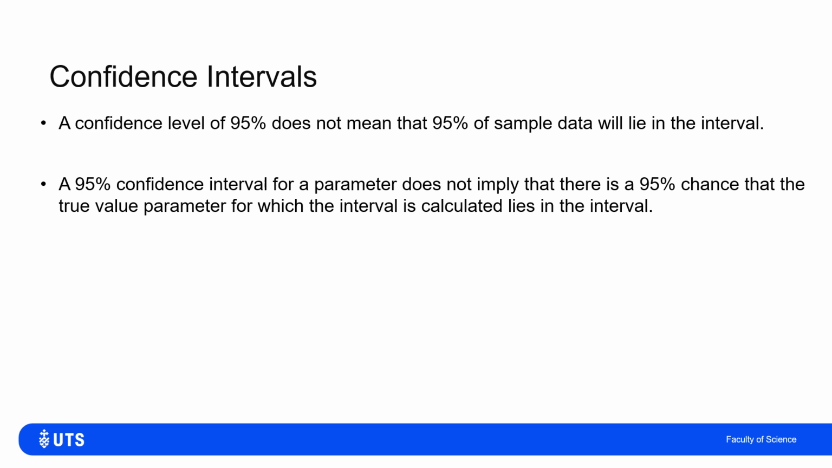The parameter value is what the parameter value is. It's whether or not my interval, which I'm generating, which is random, based on the random sampling, will cover that true value.